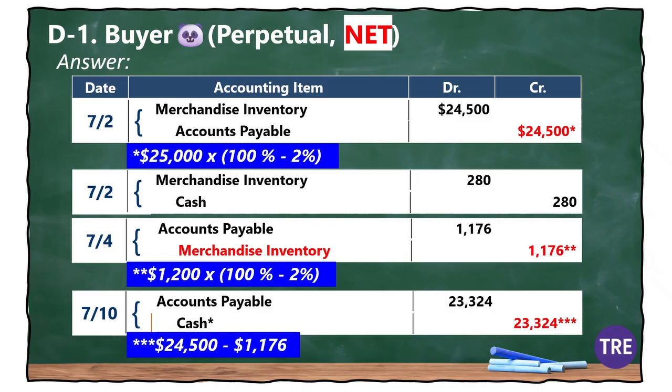So under the net method, we treat the discount as if it will always be taken. This makes entries slightly different at the start, but if the buyer pays on time, no adjustment is needed later.